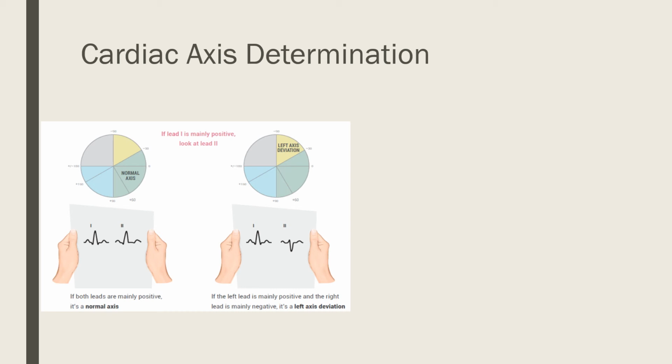This figure shows the determination of cardiac axis. If we find the QRS complex in lead 1 is mainly positive, we should look at lead 2. If lead 2 is also positive, this means that it is normal axis, which means the axis is between plus 90 to minus 30. If lead 1 is mainly positive and lead 2 negative, this is left axis deviation, which means that the axis is between minus 30 and minus 90.